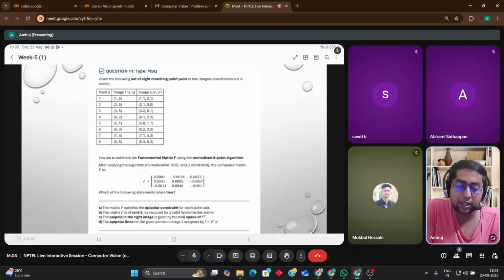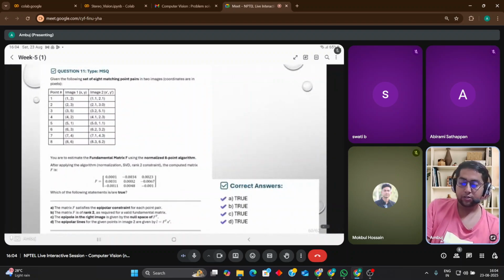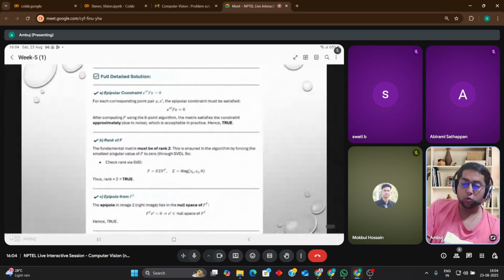Then four particular statements are there. Matrix F satisfies the epipolar constraint for each point pair. Matrix is of rank 2 as required for a valid fundamental matrix. The epipole in the right image is given by the null space of F transpose. The epipolar lines for the given points in image 2 are given by L equal to F transpose X dash. So yes, all these statements are true.